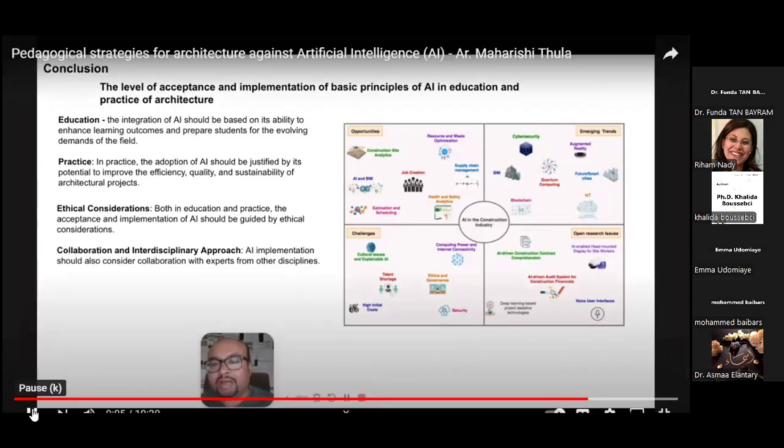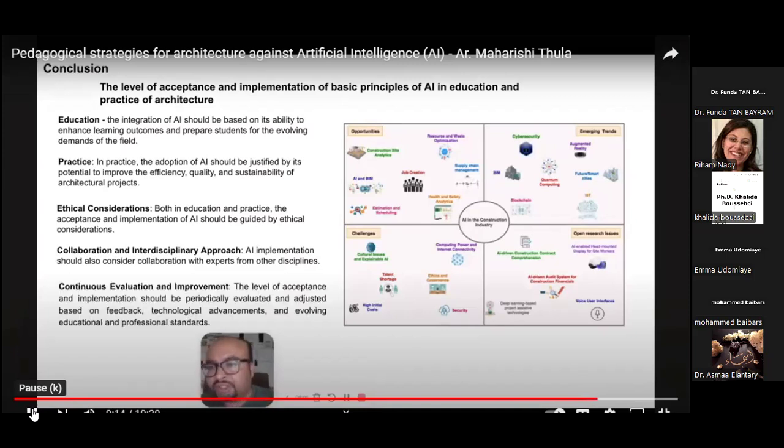And apart from this, definitely, as I said earlier, ethical consideration is the most important thing, with the collaboration approach with other disciplines and with multiple thinking approach, because it is not one central thinking process. It's a multiple thinking process as far as architecture is concerned. So the continuous evaluation based on this should be there.